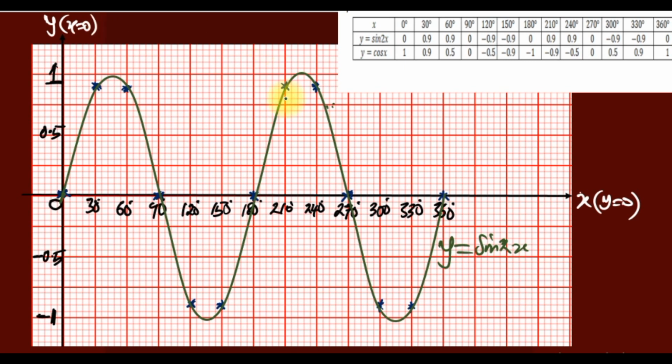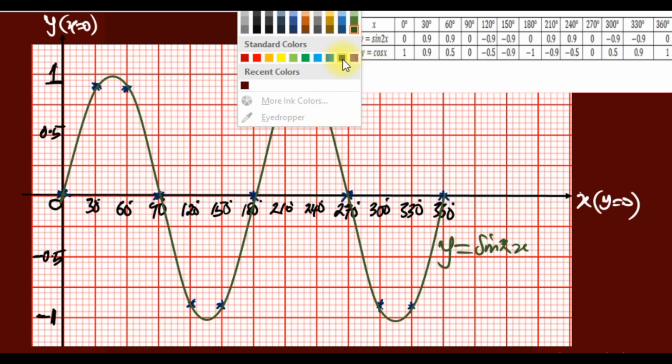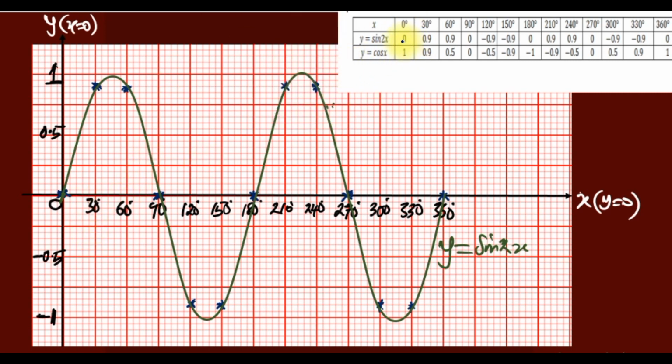So let's draw for y equal to cos x. We'll locate the points. Let's use blue. When x is 0, y is 1. That's the point. When it is 30, 0.9. So the same point as that. When it is 60, it is 0.5. So 60, 0.5. That's the point. When it is 90, we have 0. That same point.